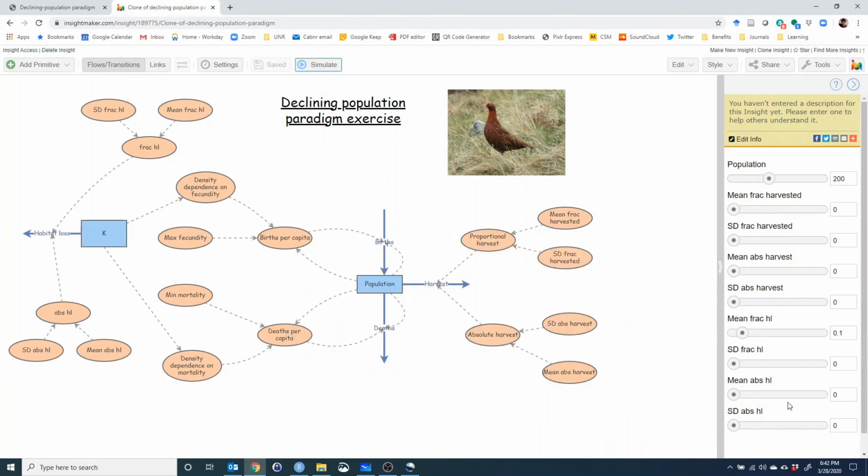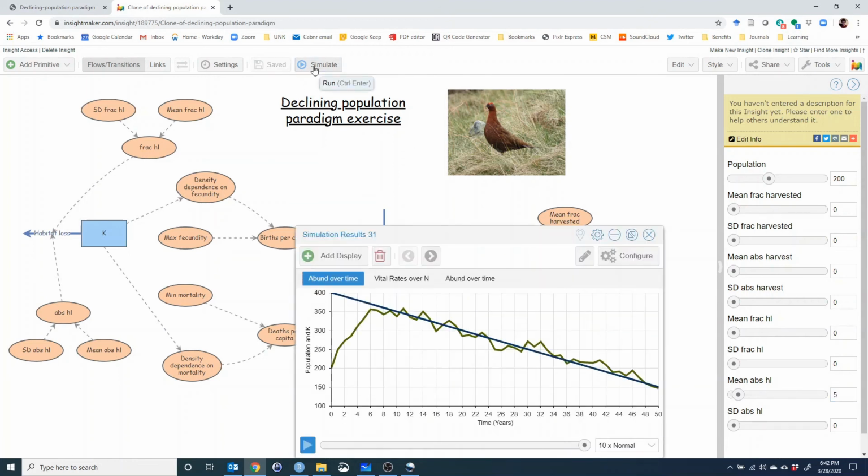But if we change habitat loss by 1 per year, that looked okay. What if we change that to be a little bit more? We could change that to 5 per year. What happens there? All right, so that's still okay. It's not great. Obviously, we've reduced the population quite substantially, but over 50 years, it's not terrible.